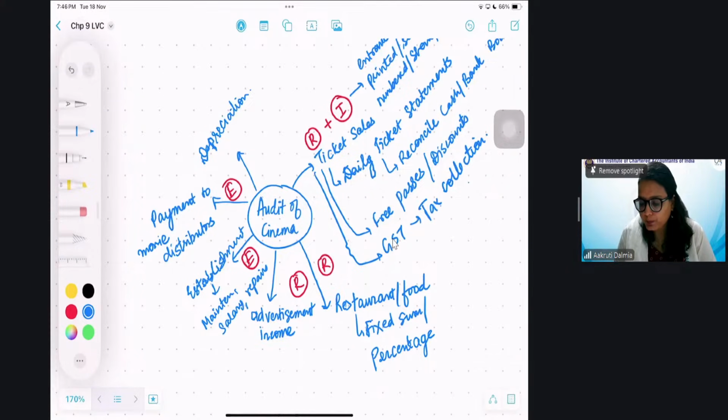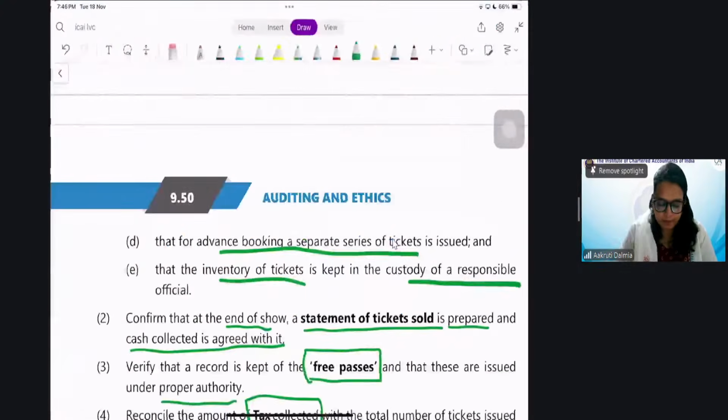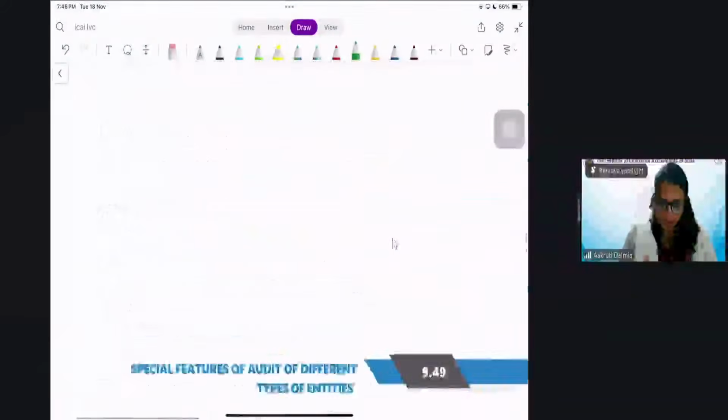Now come to audit of club. Audit of club we will do directly from the book because again, similar points, similar structure. Okay. So there's nothing different in it. We'll do directly from the book. Come to audit of club.